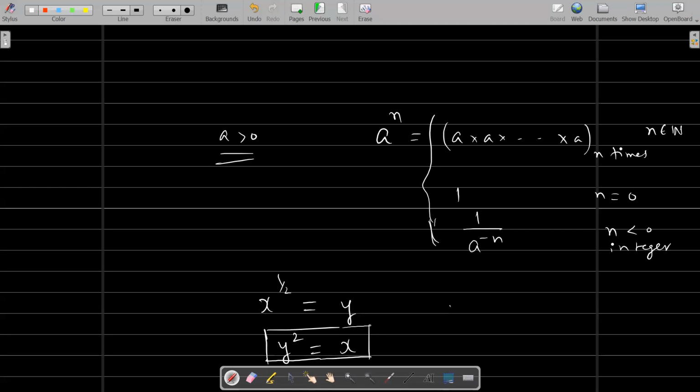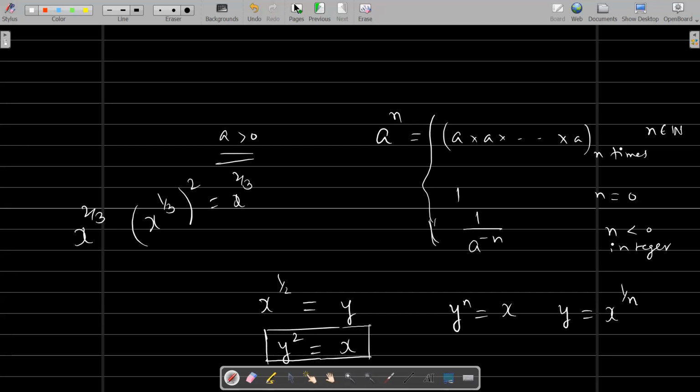Or more generally, if I take y raised to n equal to x, that has a solution for every positive x, and then that y is called the nth root of x or x raised to 1 by n. So I can have 1 by nth root. And once I have 1 by nth root, I can take mth power. For example, if I want to define x raised to 2 by 3, firstly x raised to 1 by 3 is defined, and then I'll take the square of that. So that will give me x raised to 2 by 3. So with that we can define rational powers.